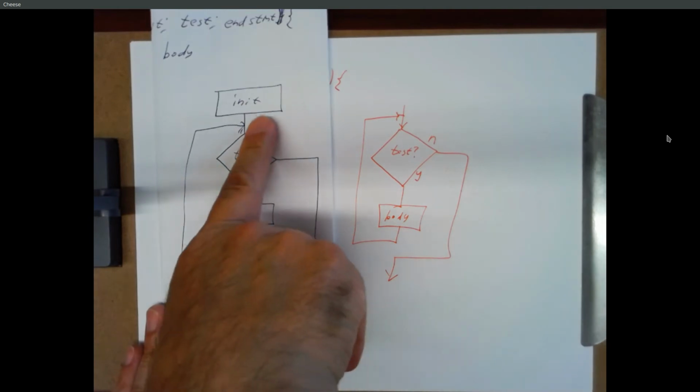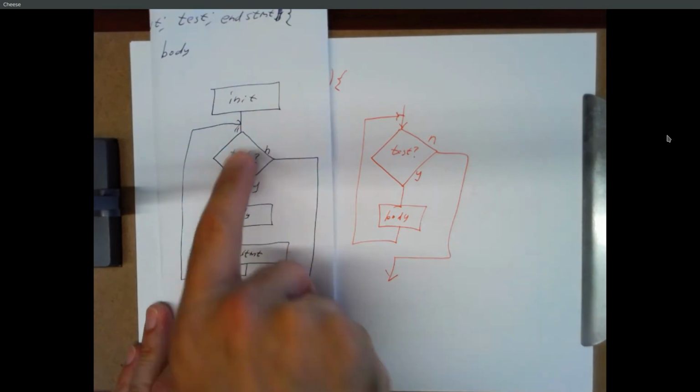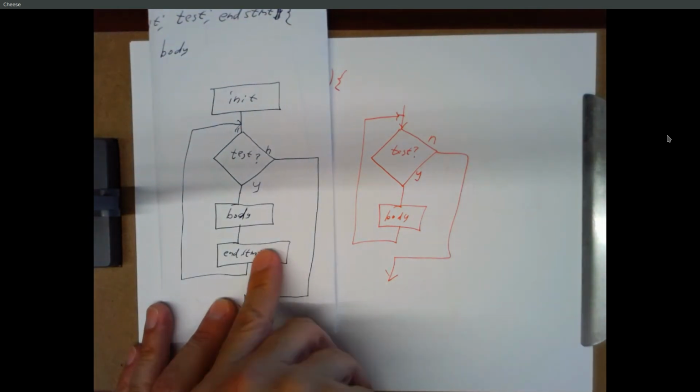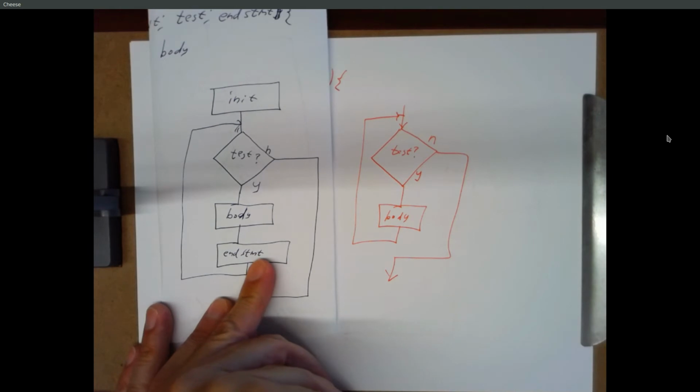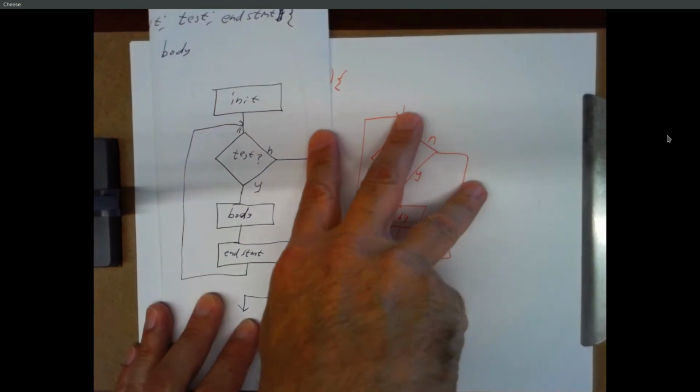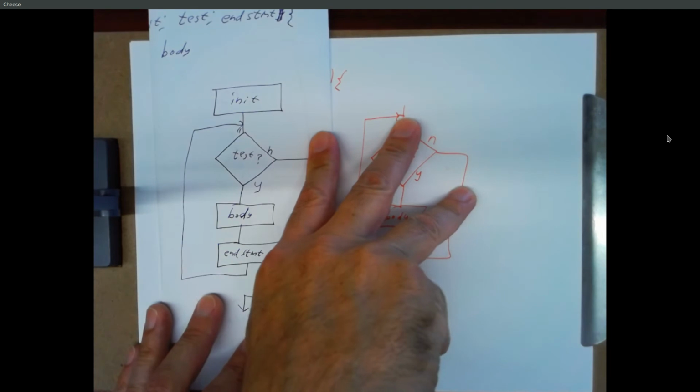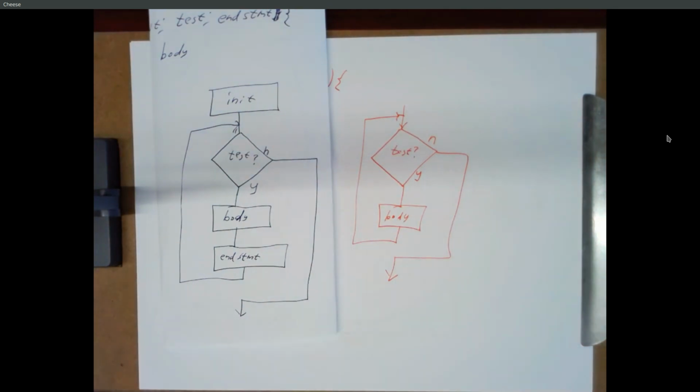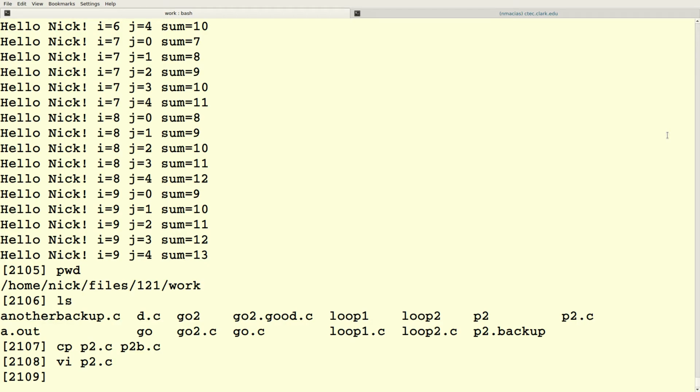The for loop has an extra initialization in the top. And it's got an extra statement here at the end of the body. But it's the same structure, right? And we can make a for loop out of a while loop. So when I teach 120, I don't teach for statements. I only teach while statements.